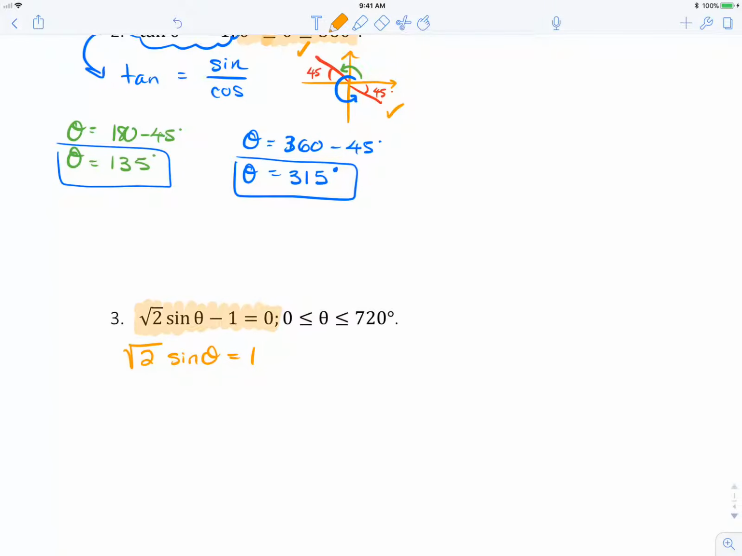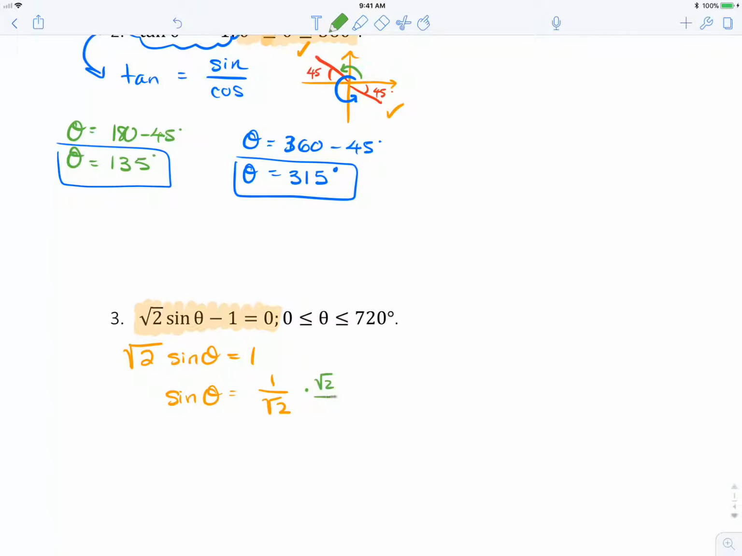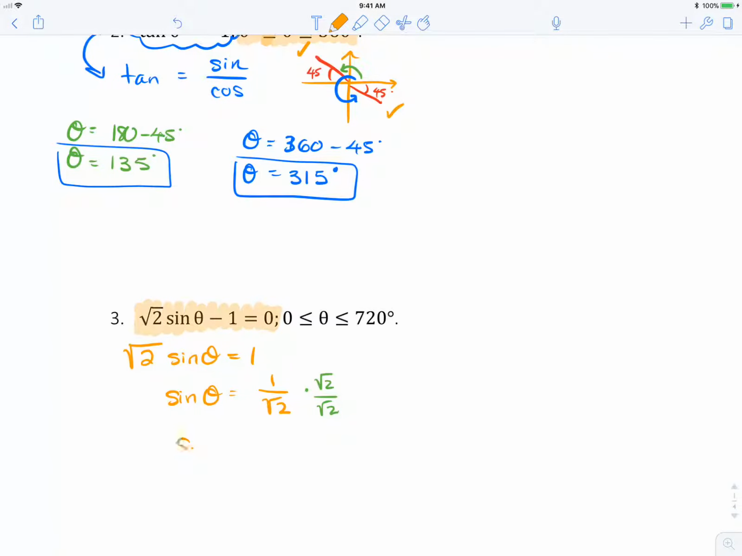What would my next step be to get sine of theta on its own? Divide through by root 2. You got it. Now, remember, this is the same as if I were to say sine of theta equals root 2 over 2. That's not necessary. You could have left it the line above, but in my unit circle it shows up like that. So maybe I'm going to just remember that and go right to root 2 over 2, or I go through that step. It doesn't matter.